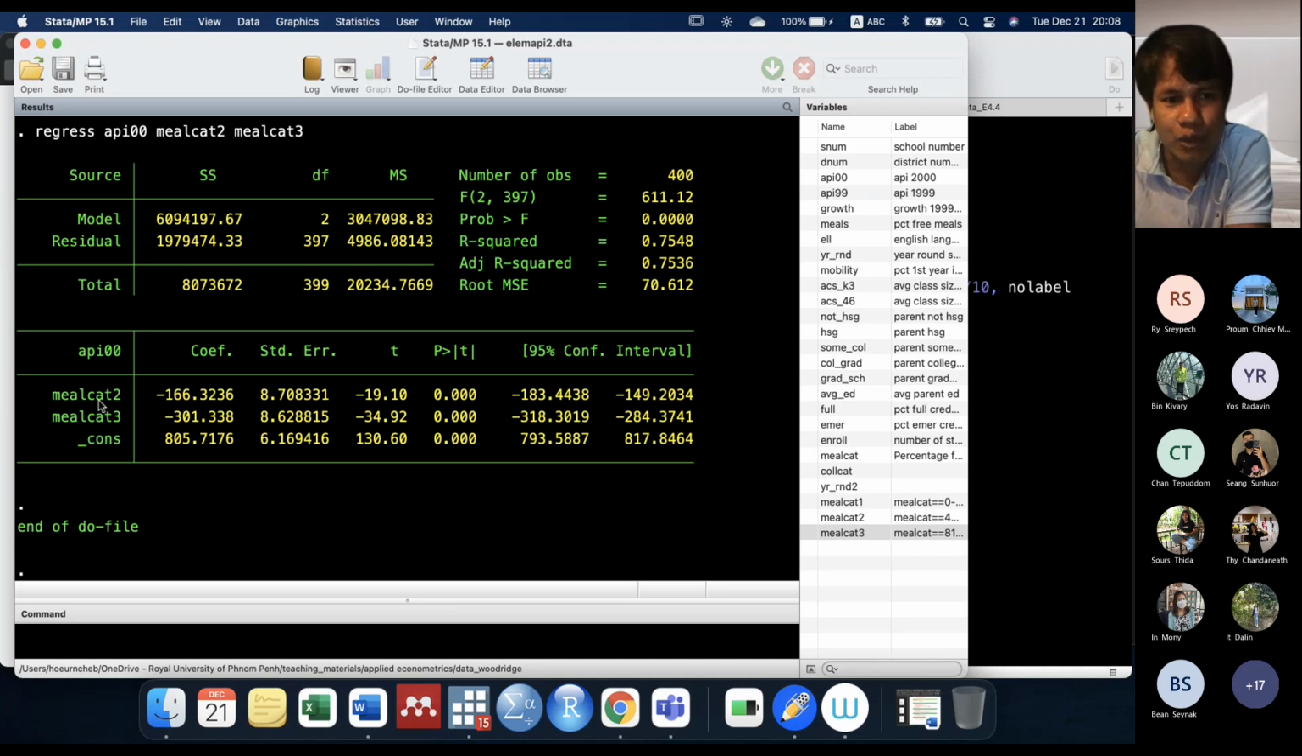So if you compare meerkat 2 with meerkat 1, it is lower. So schools classified in category 2 on average have academic performance about 166 lower than school category 1. Schools in category 3 are about 300 lower than category 1. See, because category 1 is the best.